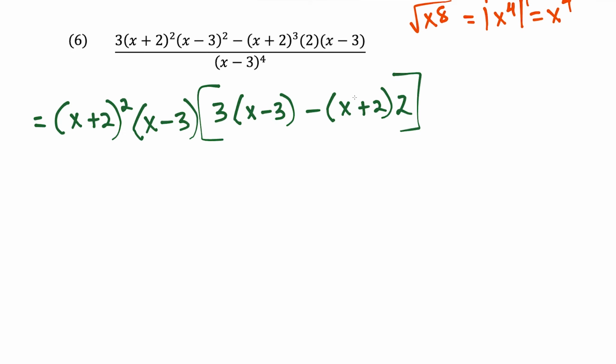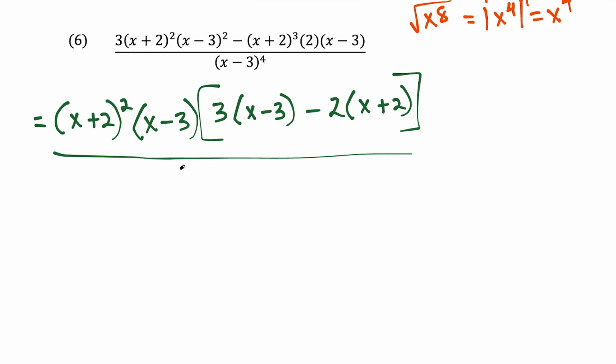And what we could do, I actually want to move this around. I'm going to use commutativity of multiplication. I'm going to write the 2 in front, and I'll put the x plus 2 after it. That way, when we have to distribute in the next step, it'll be easier. So here, what we have now is we have x minus 3 to the fourth power on bottom. So right away, I could see that x minus 3 on top and bottom cancel, and that will reduce this power down to x minus 3 to the third.